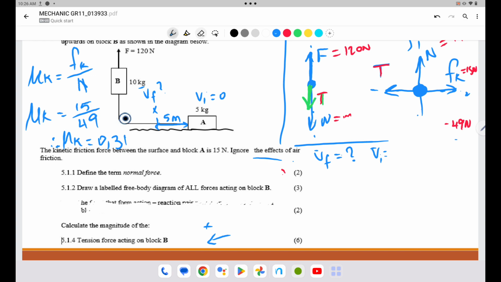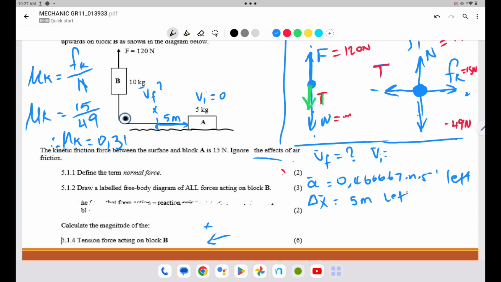You and I have just calculated the acceleration. We said acceleration was 0.4666667 meters per square second to the left for block A. What else do we know? I have given you the displacement, the shortest path between 2 points. That will be 5 meters. Remember, direction of the displacement is the direction of motion. So this will be left. I'm going to take left as positive.